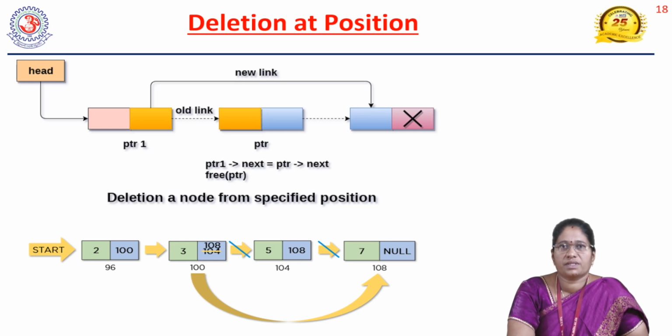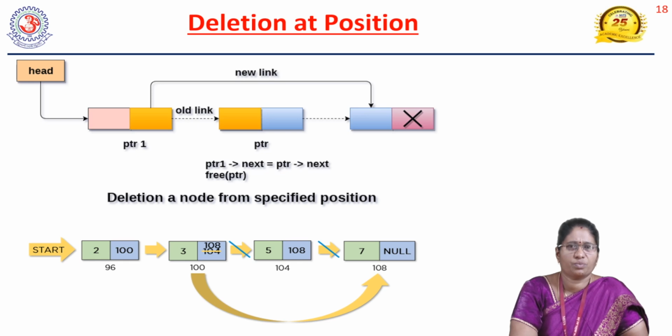So this is a tricky one. Insertion at the beginning and insertion at the end are somewhat easy compared to insertion at a position. The same thing applies: just as we insert an element at a position, we also have to do deletion. So how do we delete an element at a particular place, anywhere?